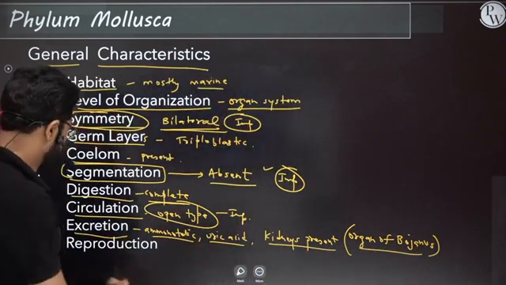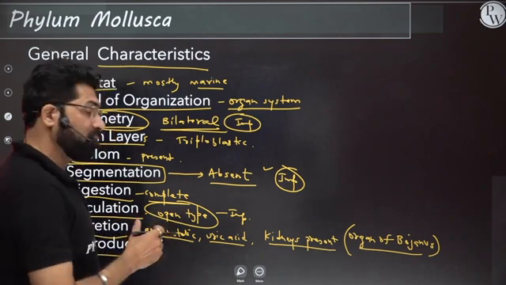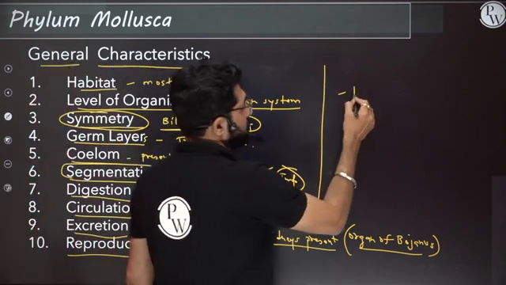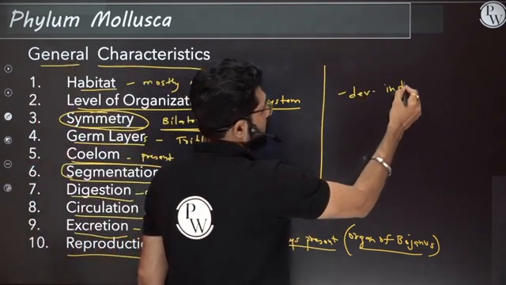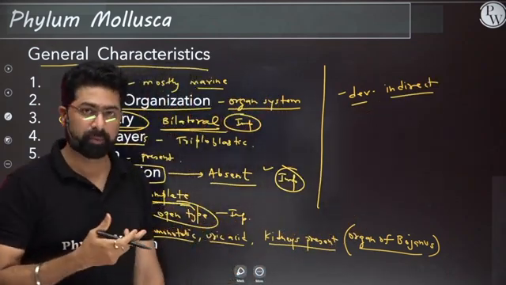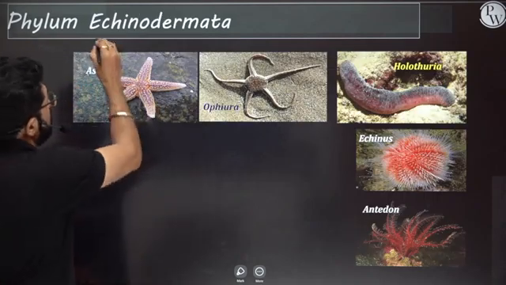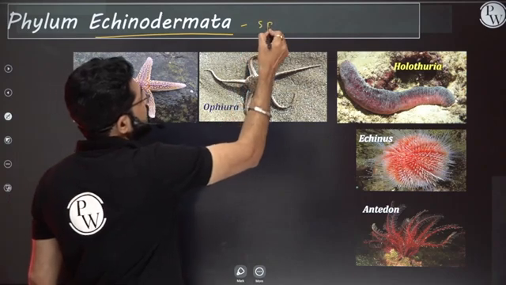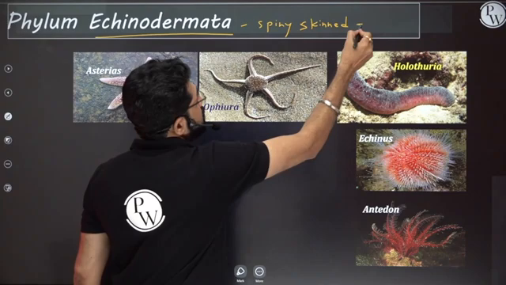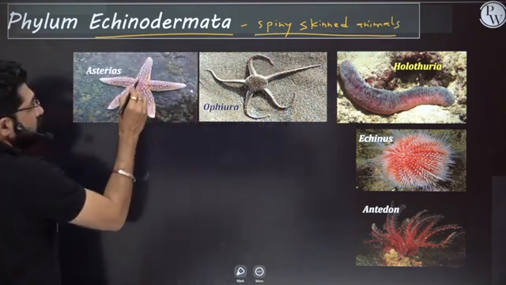Now you see reproduction. Sexes are usually separate here and they go for sexual reproduction. Development is usually indirect. It may be direct also, but usually it's indirect. They have larval stages. Is it okay with you? Next phylum you will see, that is Echinodermata. Echinodermata are called spiny skinned animals, because they have spines over the body.